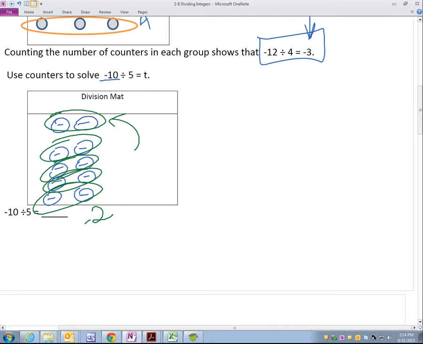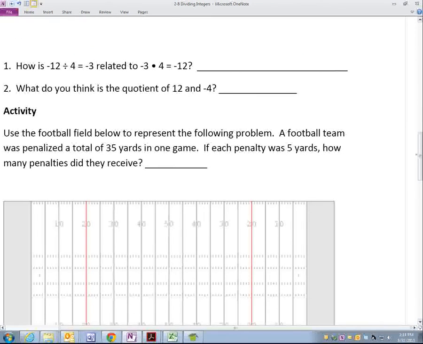Wait, so it's the same thing as like multiplying, but you're dividing, like addition and everything? Actually, that's a perfect segue, Chloe, into this. That's a great question. It says here on the back side of the next page, how is negative 12 divided by 4 equals negative 3 related to negative 3 multiplied by 4 is equal to negative 12? Well, I think they're just the same thing, you're just dividing now. Yes. Everything's the same, you're just dividing.